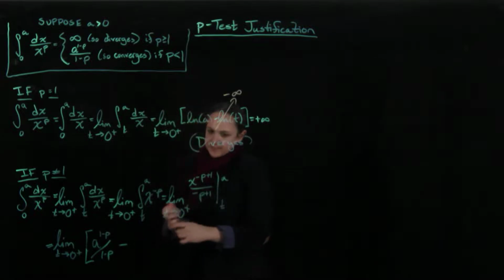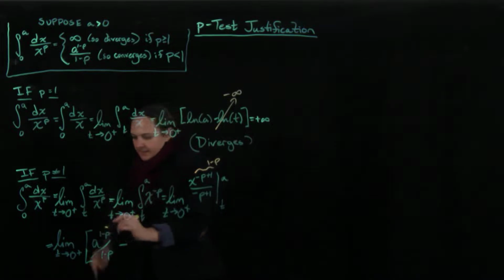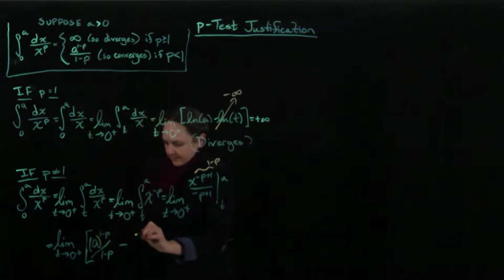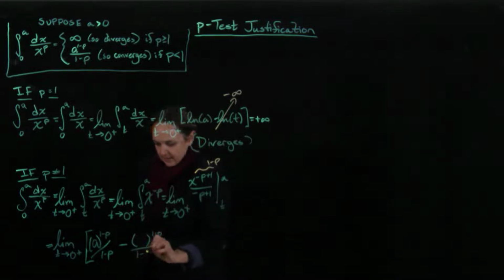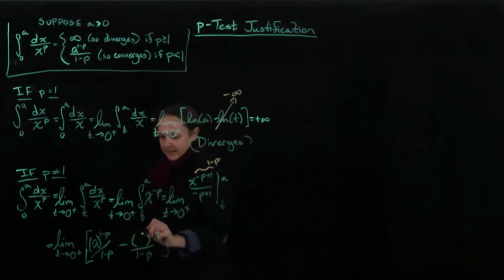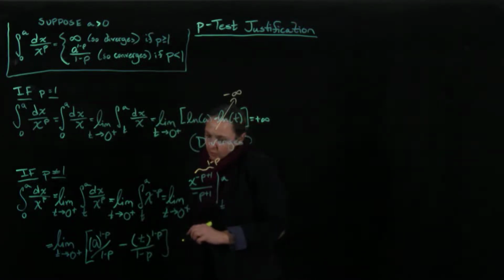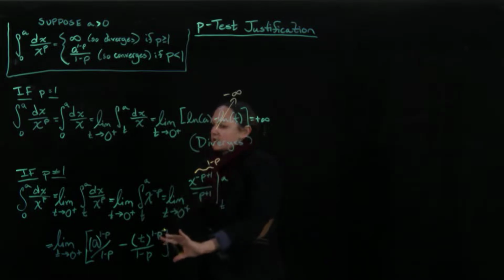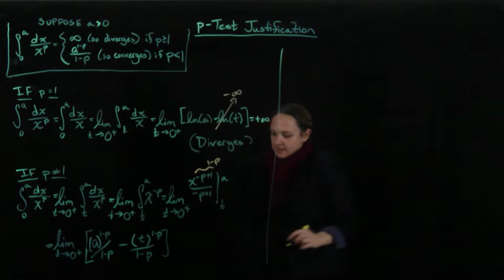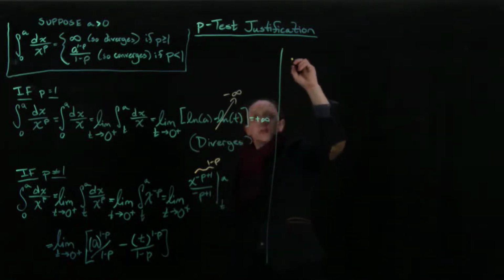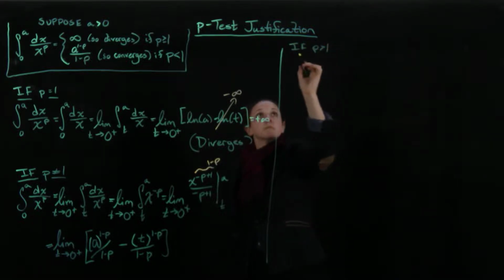So the first thing to notice is that minus p plus 1 is the same thing as 1 minus p. I was getting a little carried away and didn't put my parentheses like I normally would. So this would be the quantity 1 minus p over 1 minus p, and I put in my a, and now I'm going to put in my t. This is what we're going to use in the next two cases. So using that, let's break into the two circumstances. The first one is where p is greater than 1.